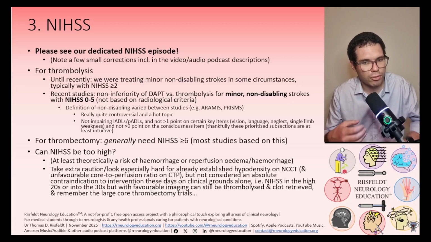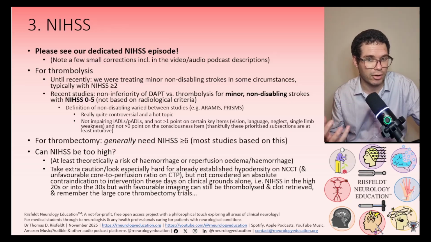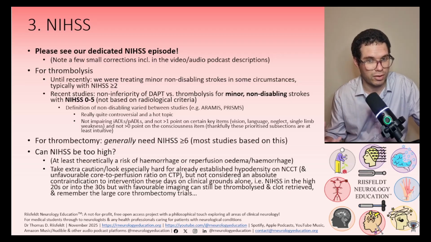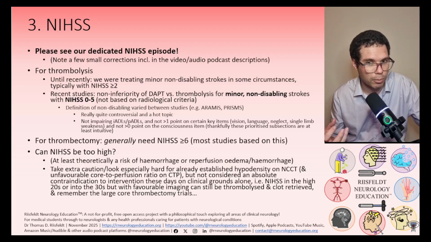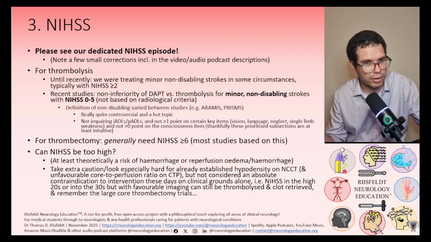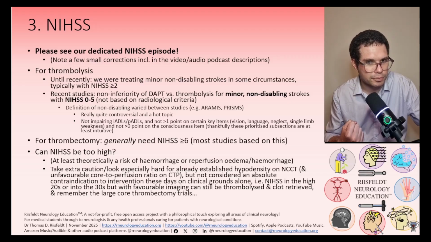It's very intuitive. So if someone has significant deficits in vision or language or neglect or in limb weakness, then that's clearly going to be disabling. Or if they have any deficit in terms of their level of consciousness, then that's disabling and that's not a minor problem. Whereas if you're only scoring 1 point in one of these areas, or more points but not many in some of the other less important areas, then that's going to be more minor and more non-disabling. So I think that is fairly intuitive.